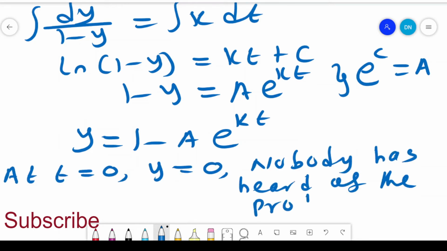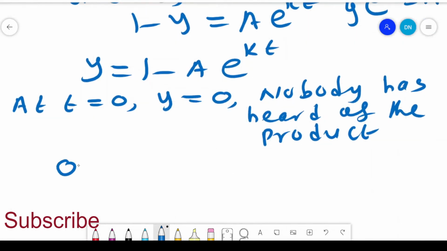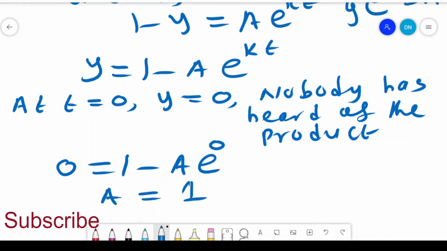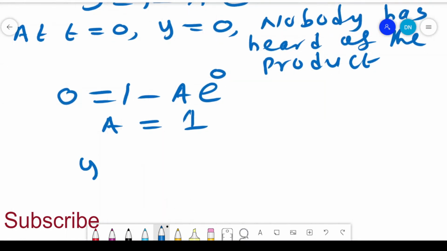So at t equal to 0, y is equal to 0 because nobody has heard about the product. And therefore, if I substitute, y equal to 0 is equal to 1 minus A e raised to the power 0. And e raised to the power 0 is 1. And this tells me that A is equal to 1. So at the initial step, A will be equal to 1. Therefore, we can comfortably say that y is equal to 1 minus e raised to the power kt.